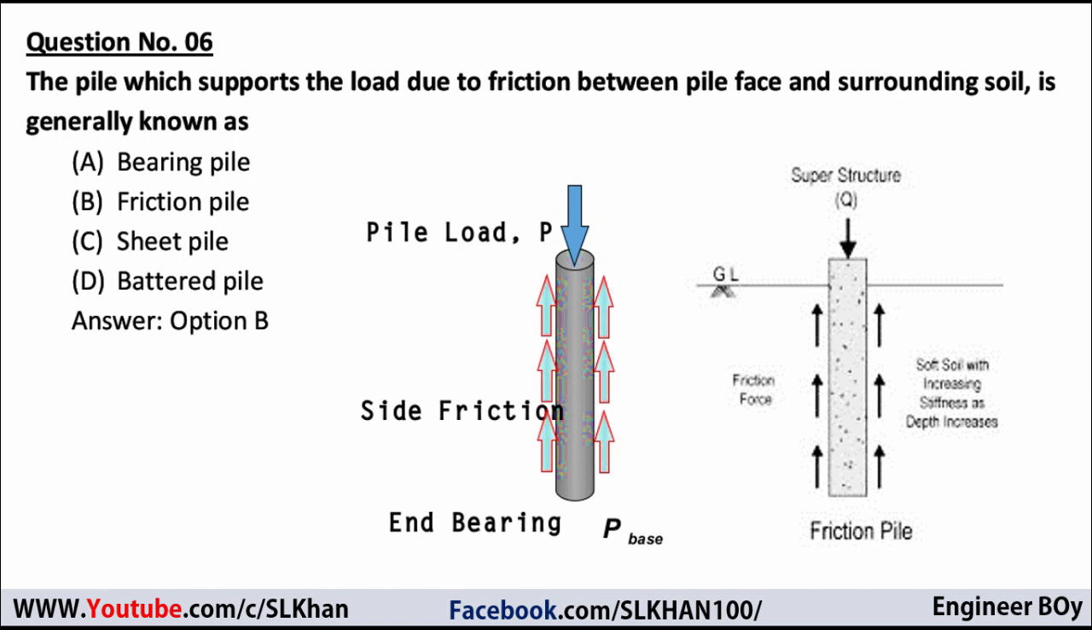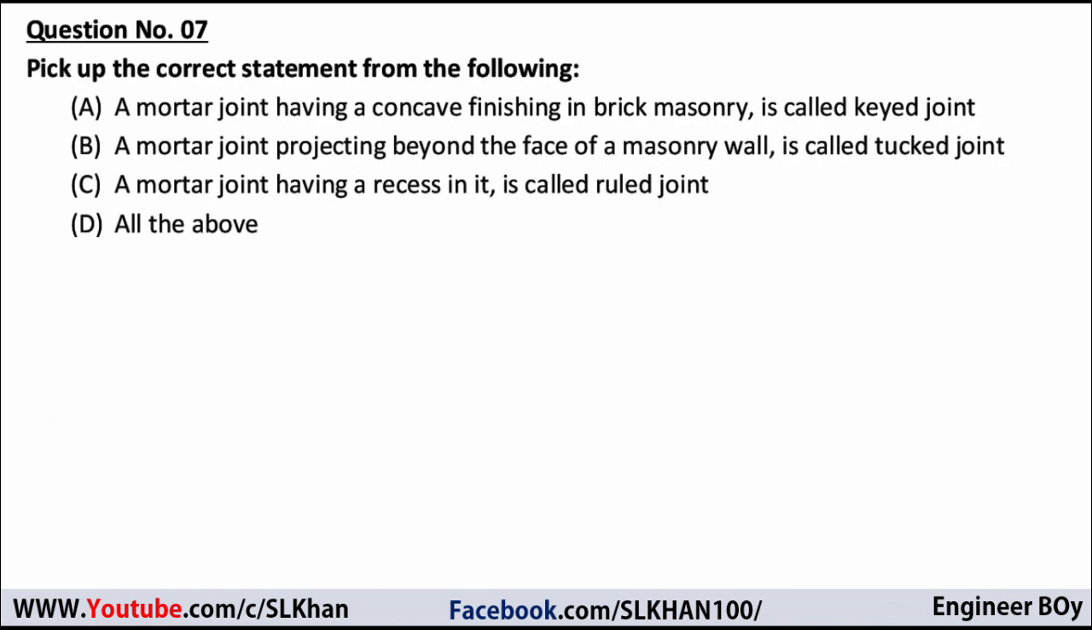And what is a friction pile actually? It can be a wooden pile, it can be a concrete pile. It can be any pile, but its surface is made rough. With respect to other piles, these are never smooth, these are rough. Alright, so option B is the correct answer to question 6. And moving ahead to question 7, pick up the correct statement from the following.